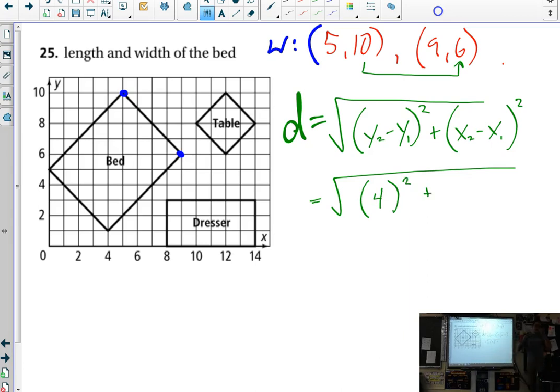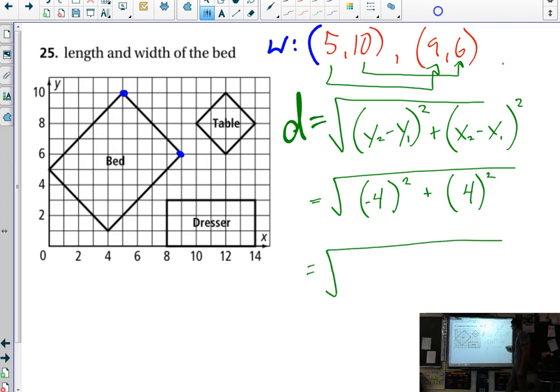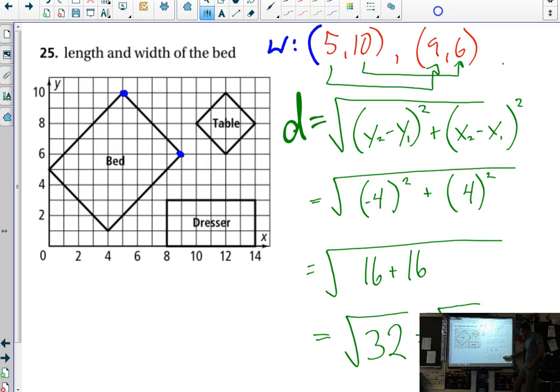So if you want to do the 6 minus the 10, you get negative, but when we square it, it becomes positive. That negative doesn't matter. The x2 minus x1, well, 9 minus 5 would give me 4, so that actually would be a positive 4. And 4 squared is 16, plus another 16. And we would get that the width of the bed is a radical 32, which we could actually write as radical 16 times 2. Radical 16 can be evaluated and simplified out to just 4. And we get 4 radical 2.